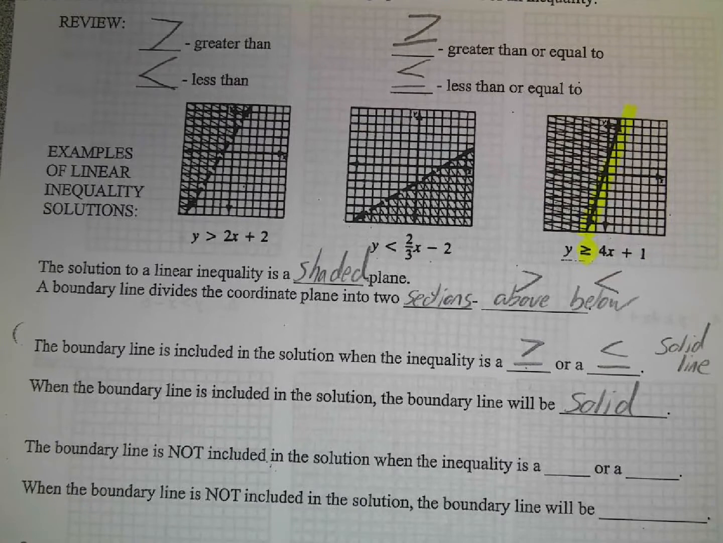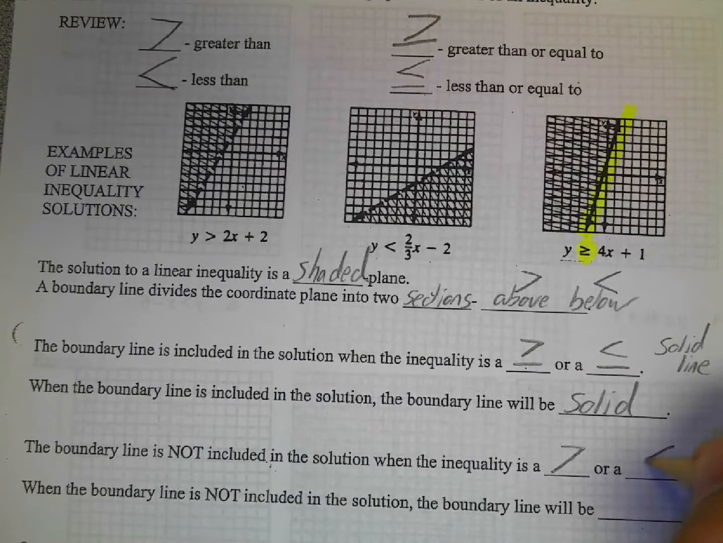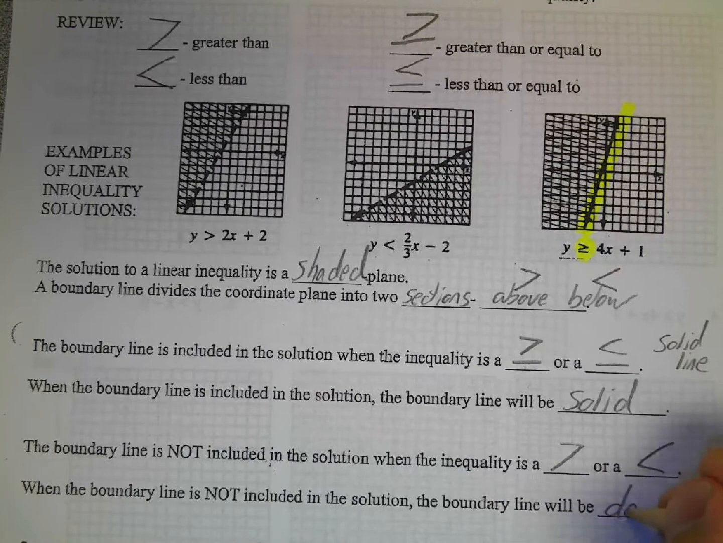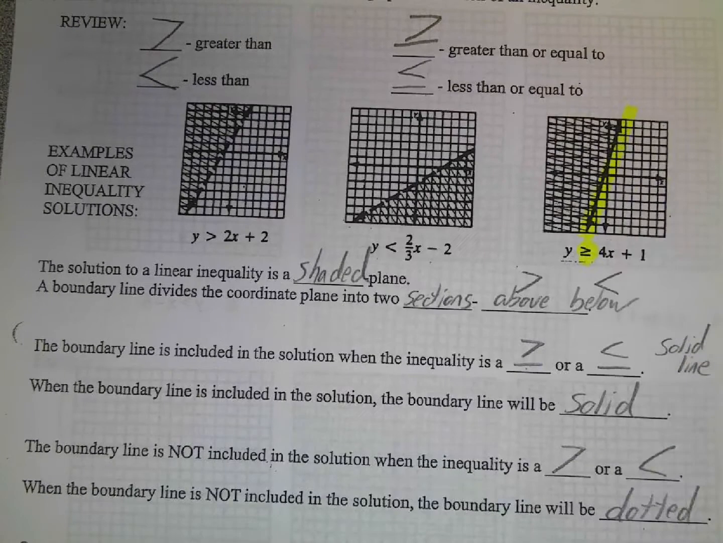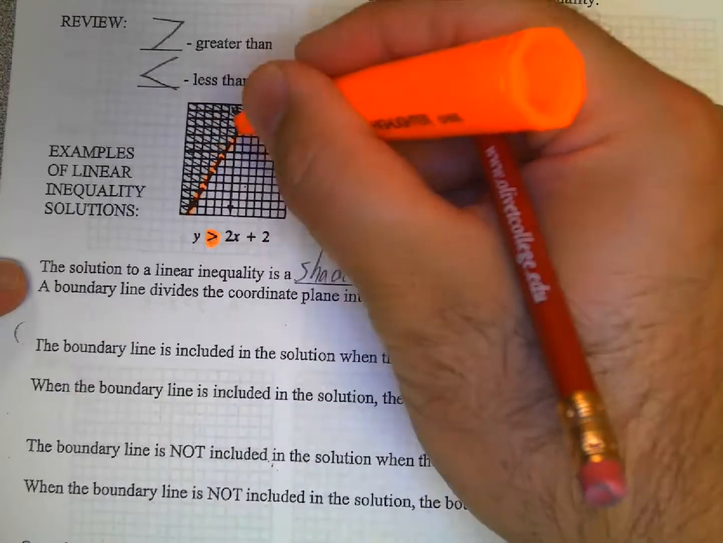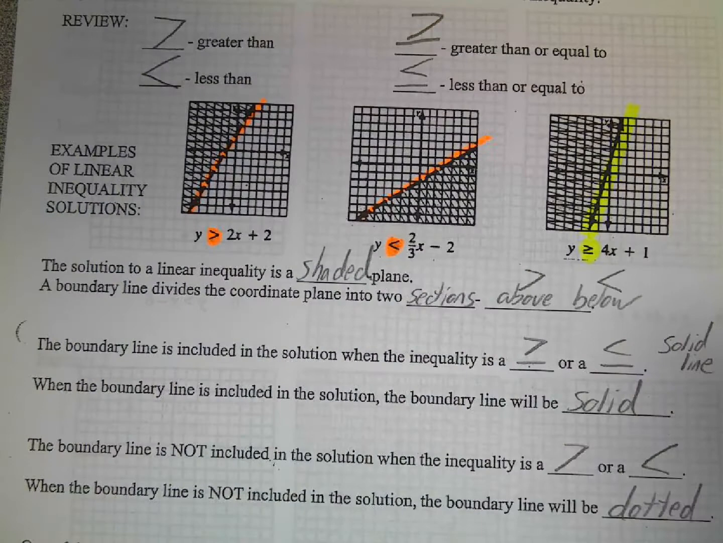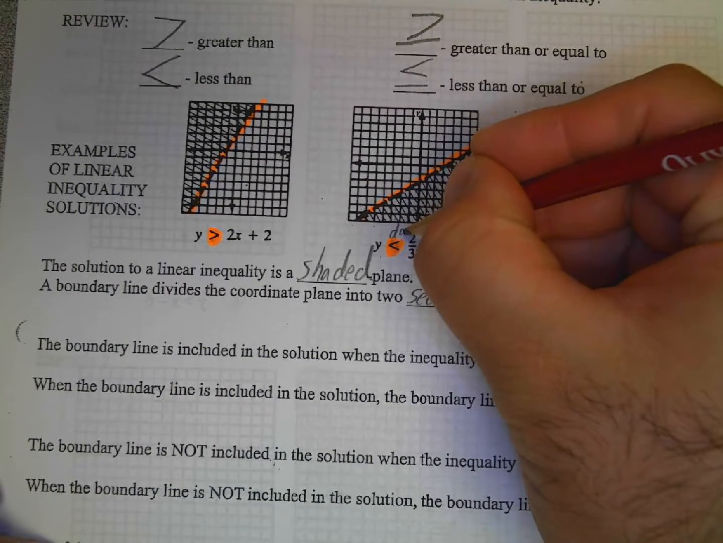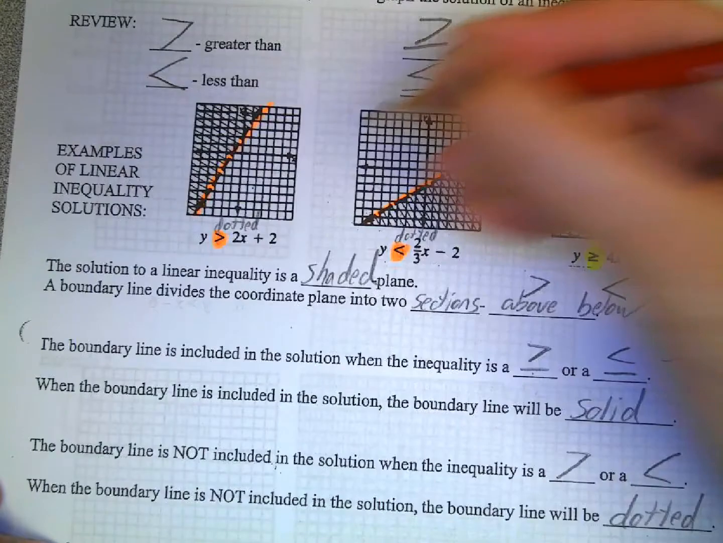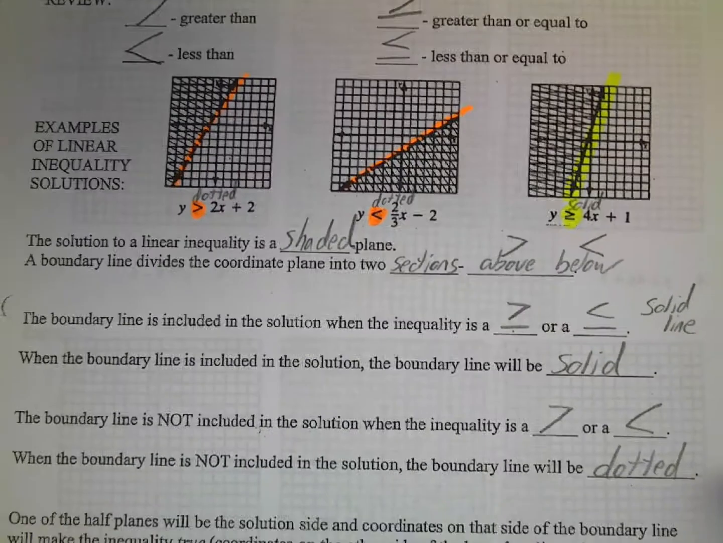The boundary line is not included in the solution when we have just greater than or less than. There's no equal to. There's no line on the bottom. So then we're going to have a dotted line like these right here. See, there's no line, so our answers are going to be dotted. You can see the dotted examples. I'm just going to write that right there: dotted, dotted, and then solid. We have a solid line up there.